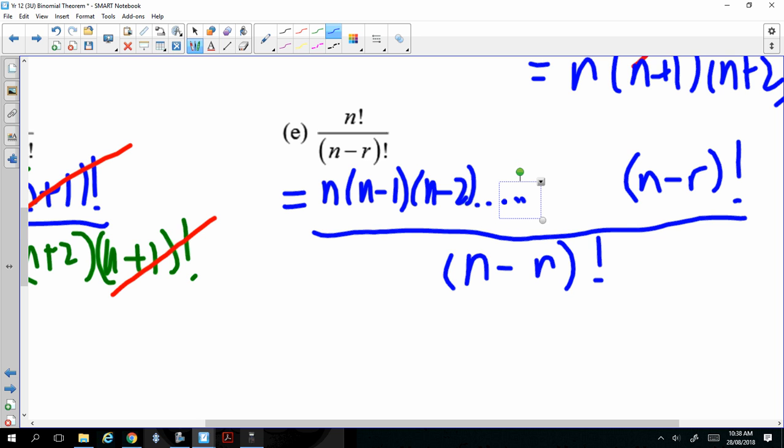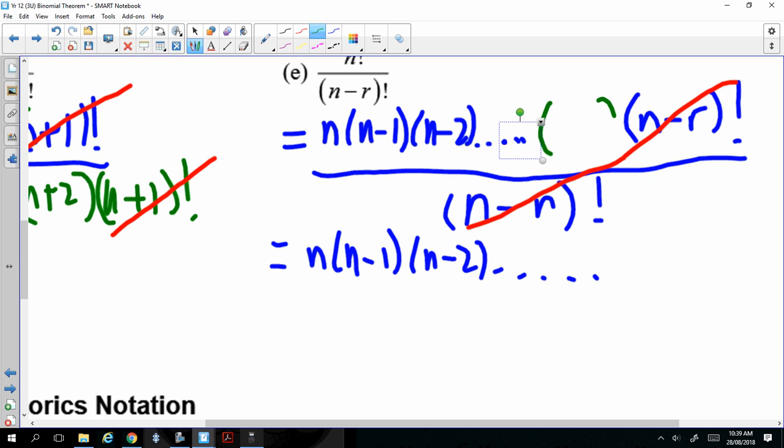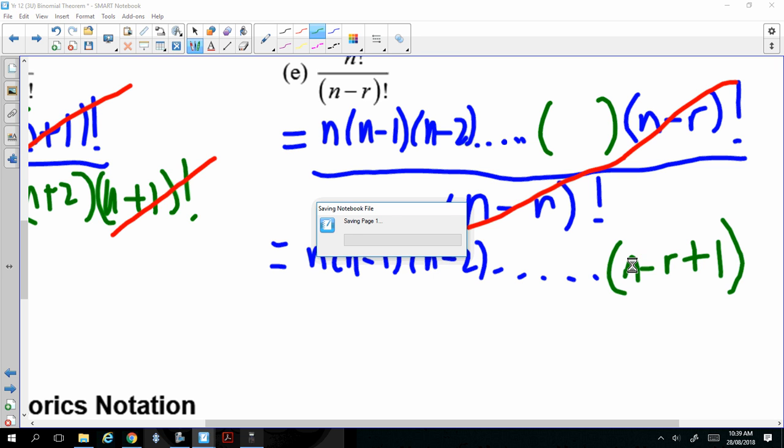And then they can cancel. So you get this. But the question is, what's the term before this? Just one before. So write n minus r, but you just add a 1. So we'll know what the last term is. All good. Now we know how to simplify factorials.